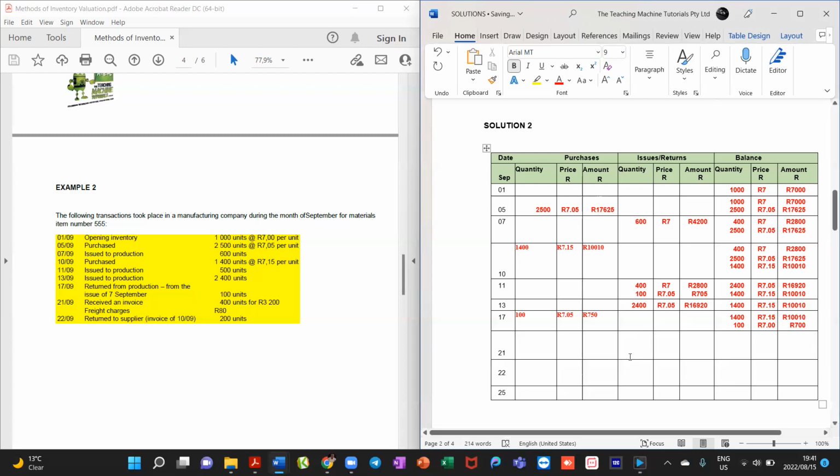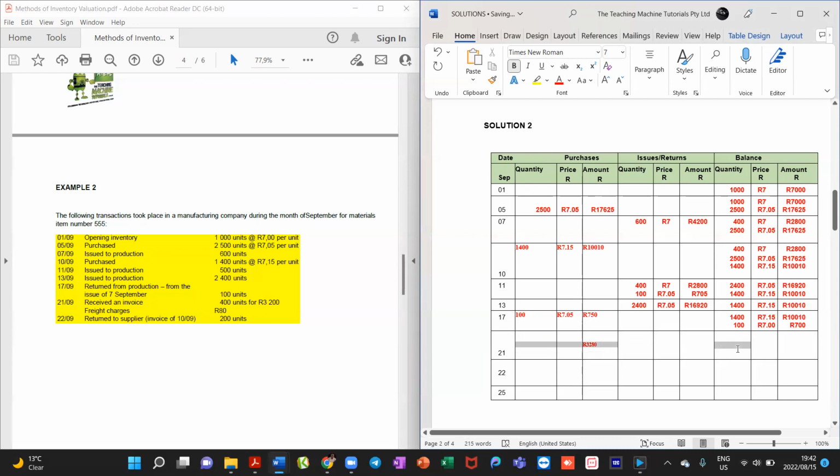All right. Perfect. On the 21st, it says received an invoice, 400 units for 3,200. And there were freight charges of 80 rands. Now we don't know what is the price per unit. So what do we do now? This is what we're going to do. We're going to go to our purchases, and on this column, we're going to add 3,280.